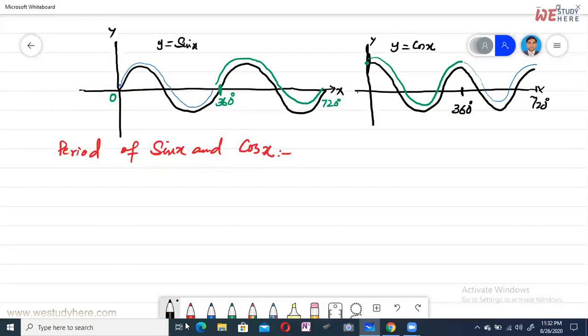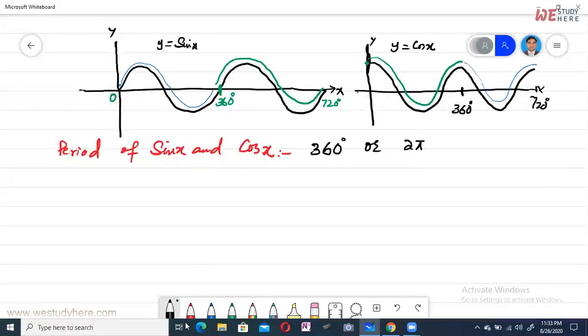The period of a periodic function is defined as the length of one repetition or cycle. As here the length of one repetition is 360, the basic sine and cosine functions repeat every 360 degrees, and the period of sin x and cos x is 360 degrees, or in radians, 2 pi radians.